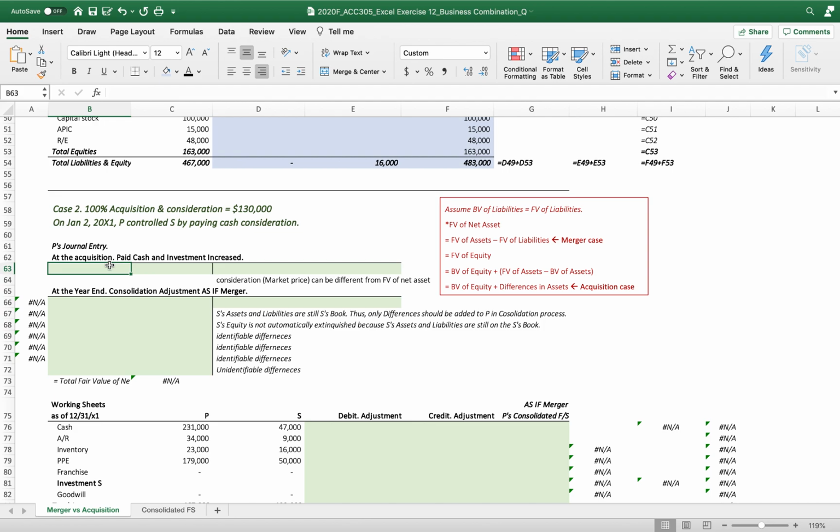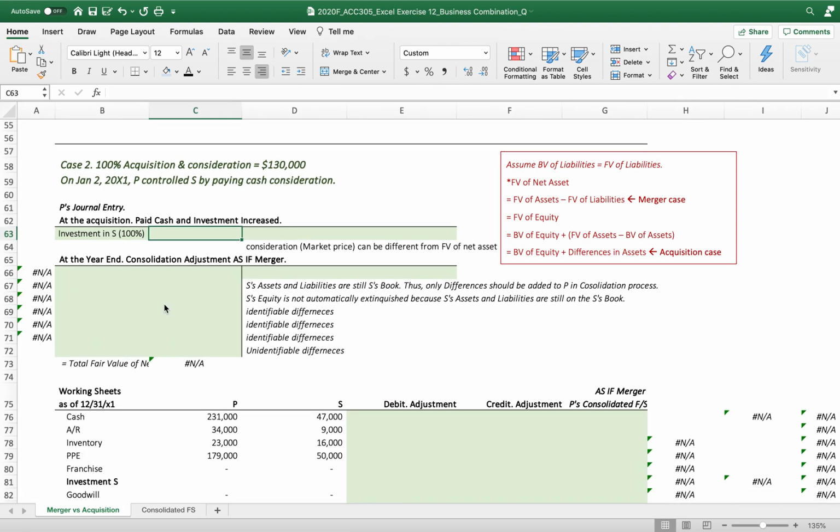So at the acquisition, P company should record what? Right, this investment. So we put investment account, it's a long term asset account. Investment in S company 100%. How much was that? Right. The total consideration $130,000. Even though 100%, if the S company is still existing, then it should be included as the investment in S. Okay. Then cash. Is that cash? $130,000. Now let's start from this.